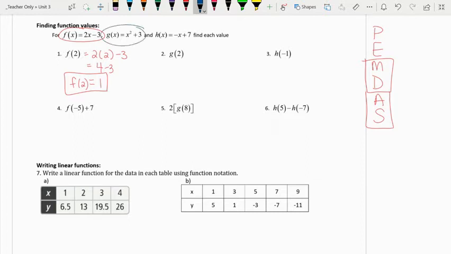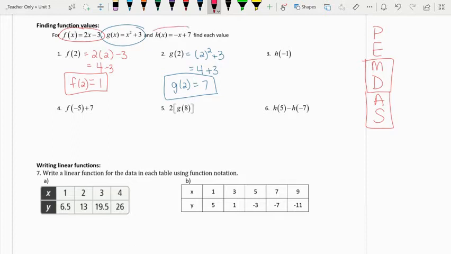Now we have g of 2. Again, we're going to plug it in to our x squared plus 3. So that is our new x value. And 2 squared is 4. 4 plus 3 is 7. So g of 2 is 7. Now you could just write 7 and circle it. I'm fine with that. But technically g of 2 is 7.